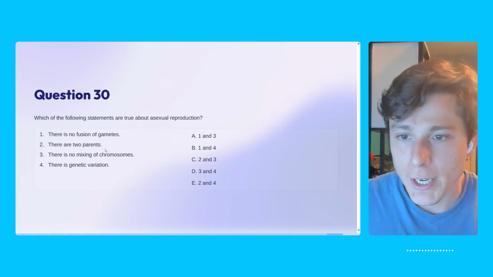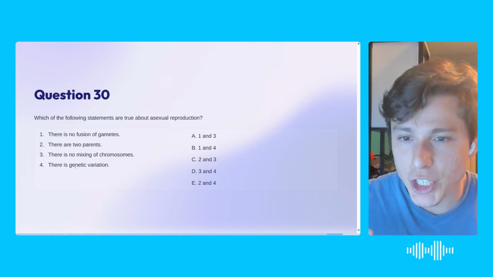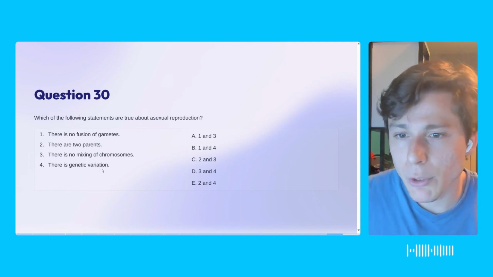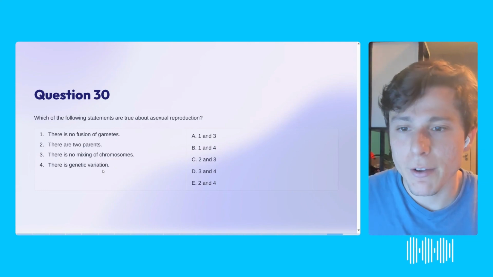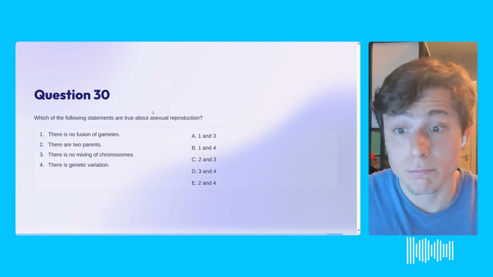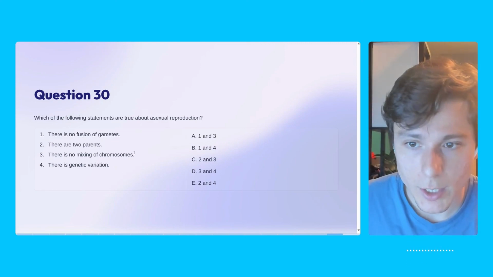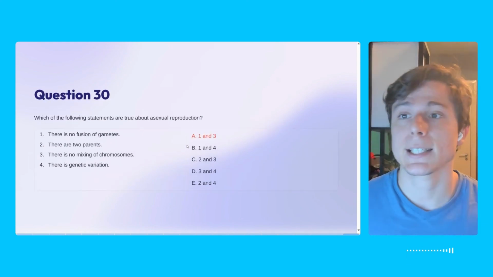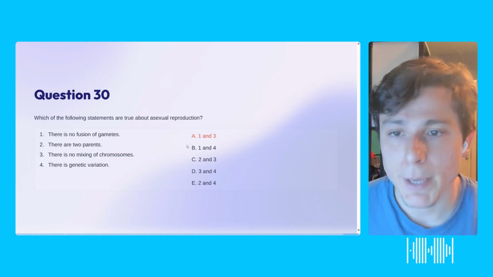And fourth, there is genetic variation. So there is no genetic variation. So once again, we are not going to have this because asexual reproduction is basically a mitosis. So this leads us to 1 and 3. Do we have this option here? 1 and 3, letter A. This is it.